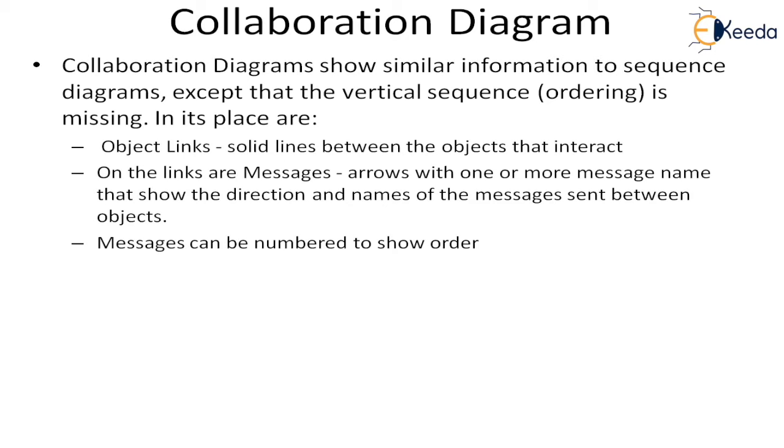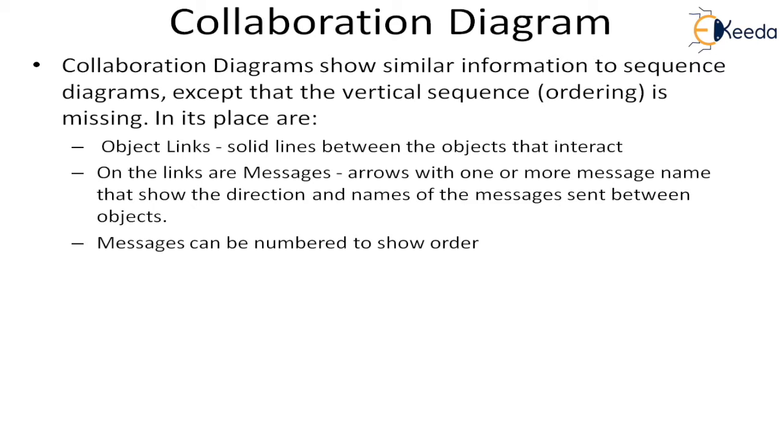Now we come to the third one, which is called the collaboration diagram. The collaboration diagram shows similar information to the sequence diagram. The only thing is that the vertical sequence, that is the ordering that it is giving, will be missing. And in its place there will be something else, which are the object links, the solid lines between the objects that interact, like a network of objects it will show. On the links there will be messages and arrows with one or more message names that show the direction and names of the messages sent between the objects.